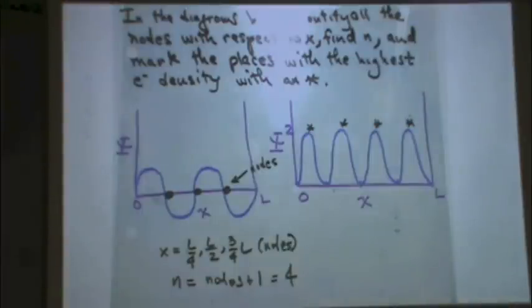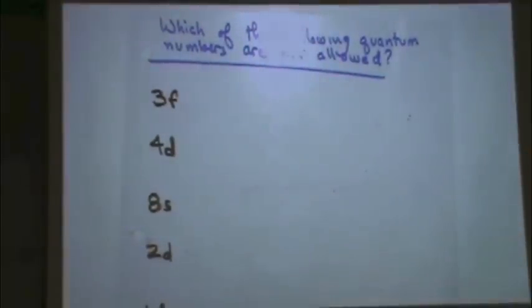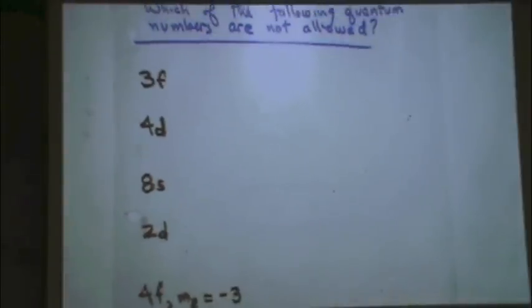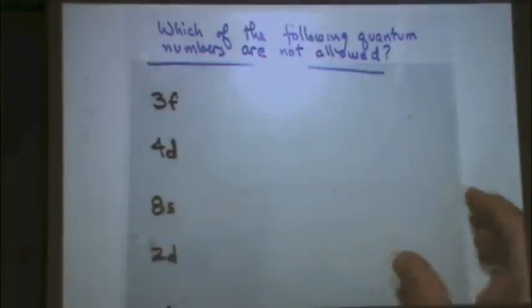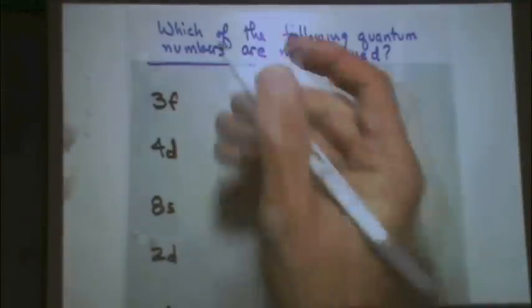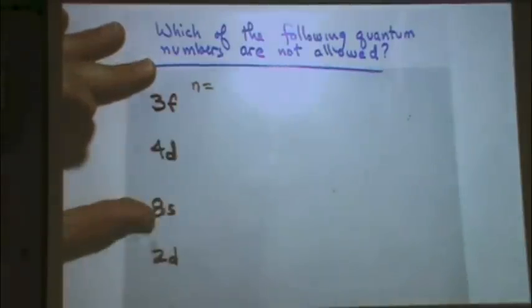Let's try this one. This has to do with quantum numbers. We want to know which of the following are allowed. So sometimes certain quantum numbers are not allowed. So let's figure that out. What you do in these sort of questions is you ask yourself, well, in the case of 3F, what's N equal?